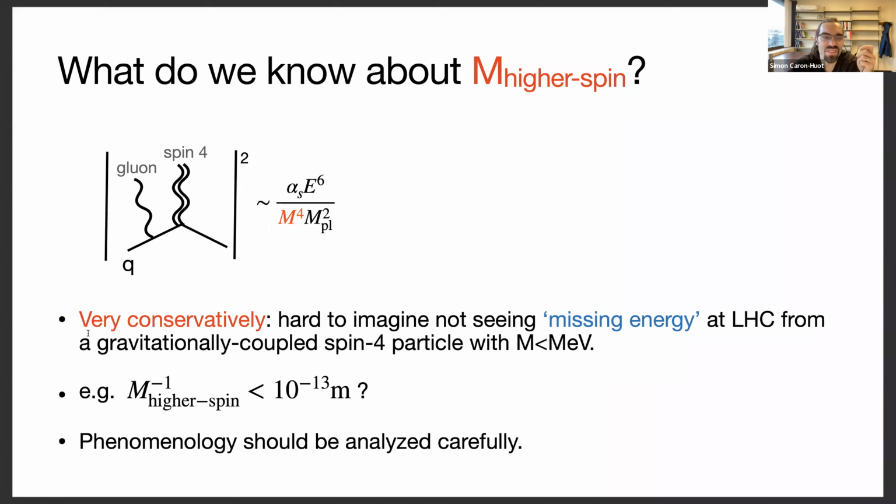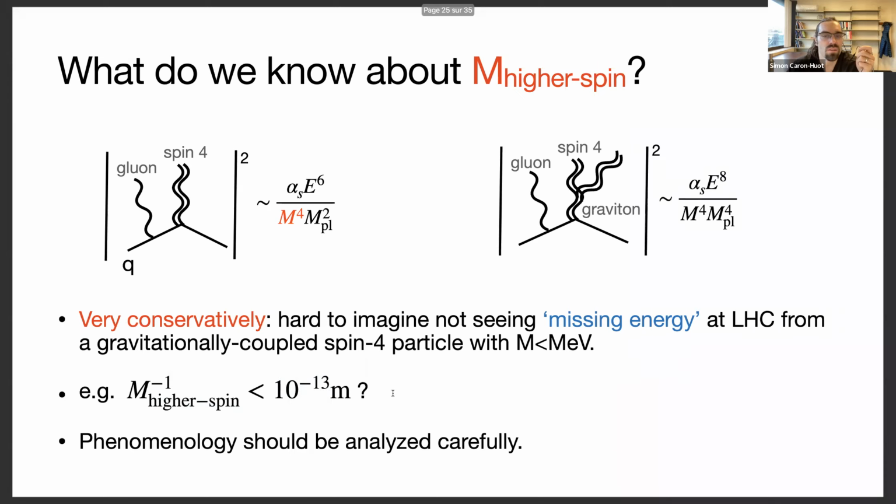Very conservatively, at the LHC we produce processes like this with missing energy. And the basic reason we would have seen it is that these higher spin particles grow like crazy with energy. So even though there's a Planck suppression in this, it's hard to imagine that anything less than an EMeV you wouldn't have seen. And if there are couplings here that make this softer by exchanging other stringy particles, then we would have seen that as well. So the phenomenology should be analyzed carefully, but it's extremely hard to imagine that this scale is less than, very conservatively, a tiny fraction of a meter.